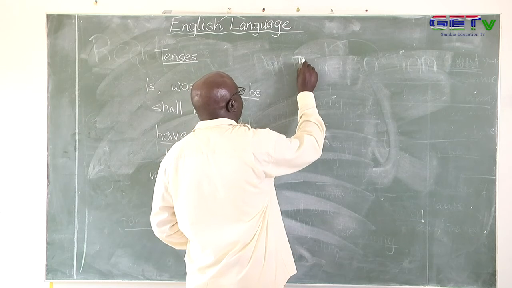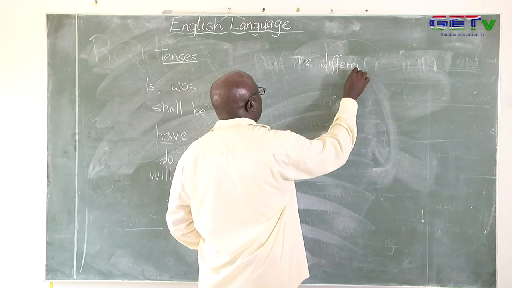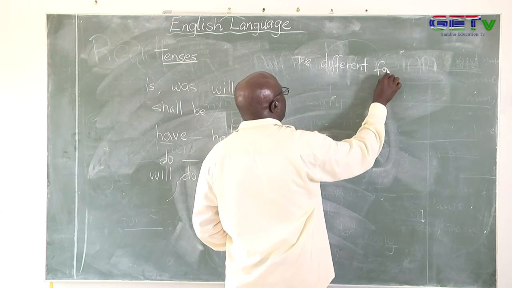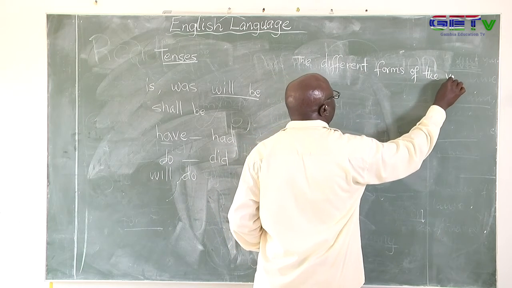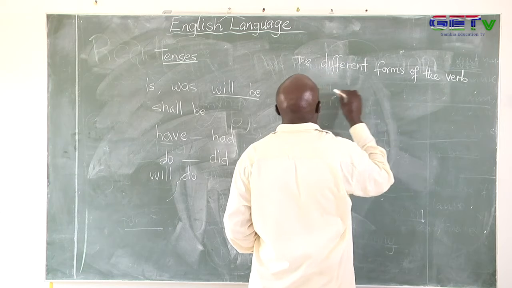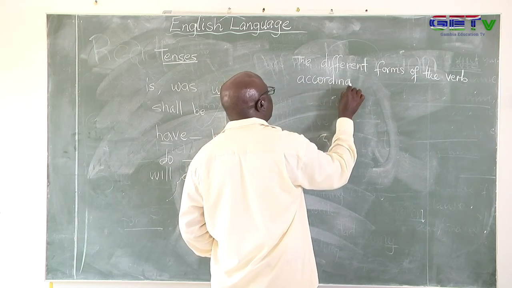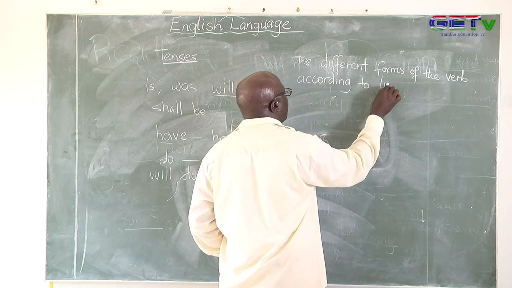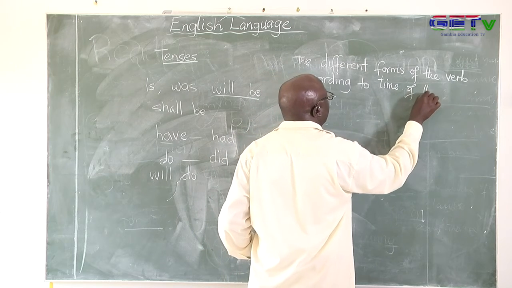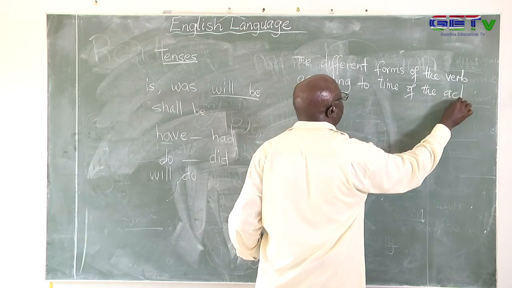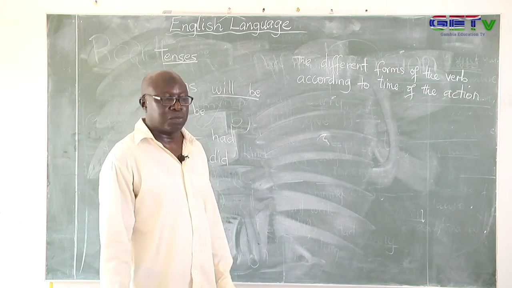Let me write it here for everybody to see. The different forms of the verb according to time. According to time. Time of the action, or time the action took place, or time the action takes place.